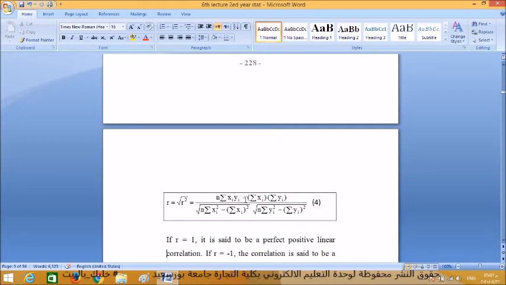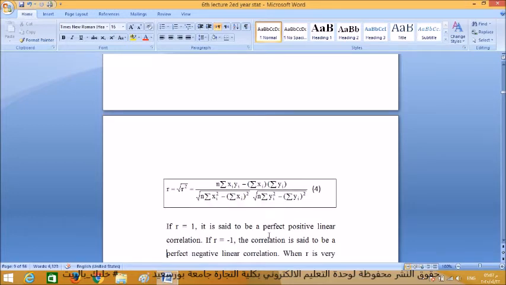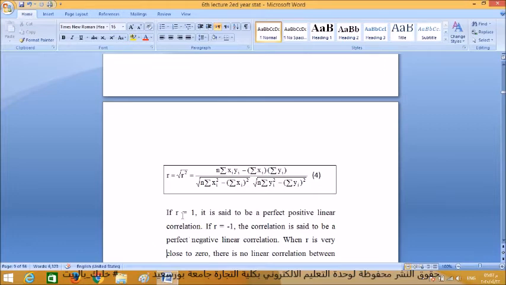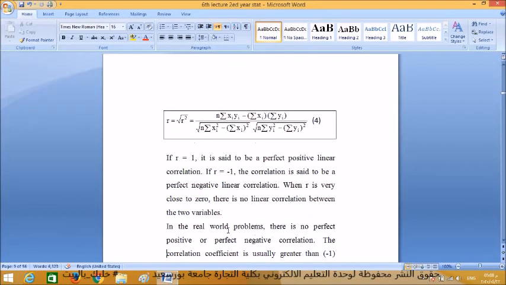Then x squared and y squared. So we need x multiplied by y, and x squared and y squared. Three columns we need to compute the coefficient of correlation. And as we said, this coefficient of correlation must be between 1 and -1. As r is near to 1, there is a positive relationship, and as r is near to minus 1, there is a negative relationship, right?